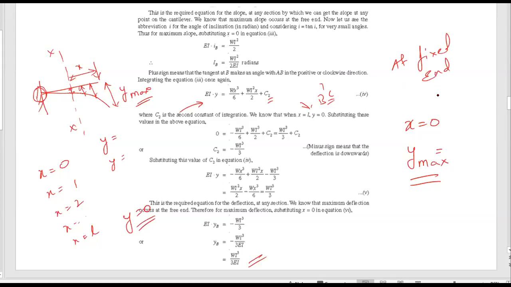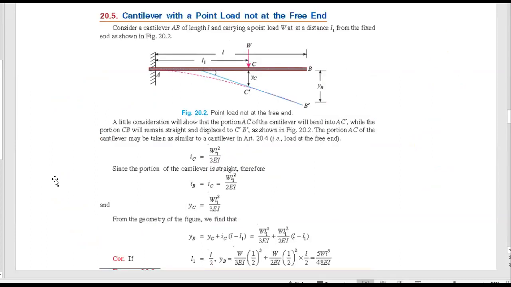At the fixed end, y is equal to 0. That is, we have a support. Therefore, at the support, the deflection is 0. Applying that, I can find the C2 value, and substituting in the equation, I will get the maximum deflection of the cantilever beam when a point load is acting at the free end.